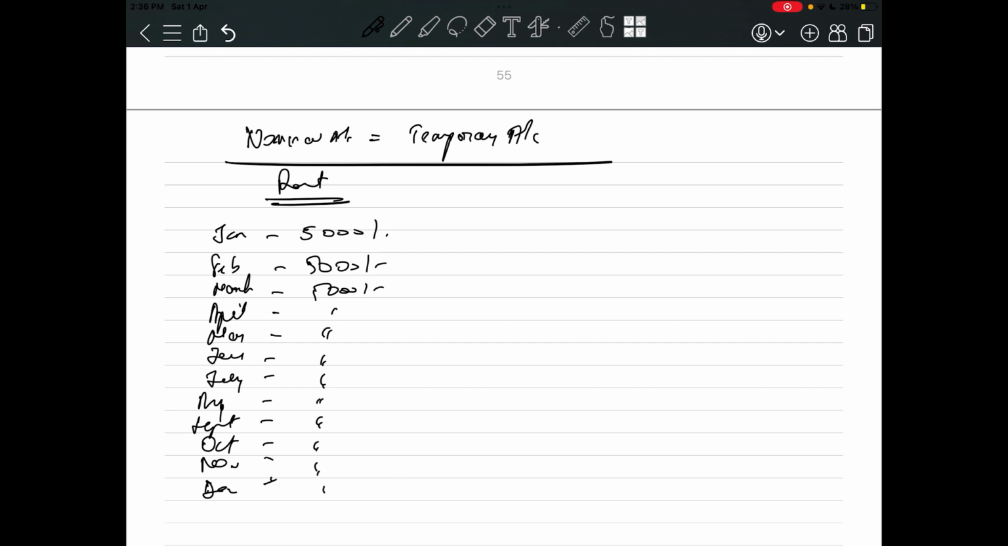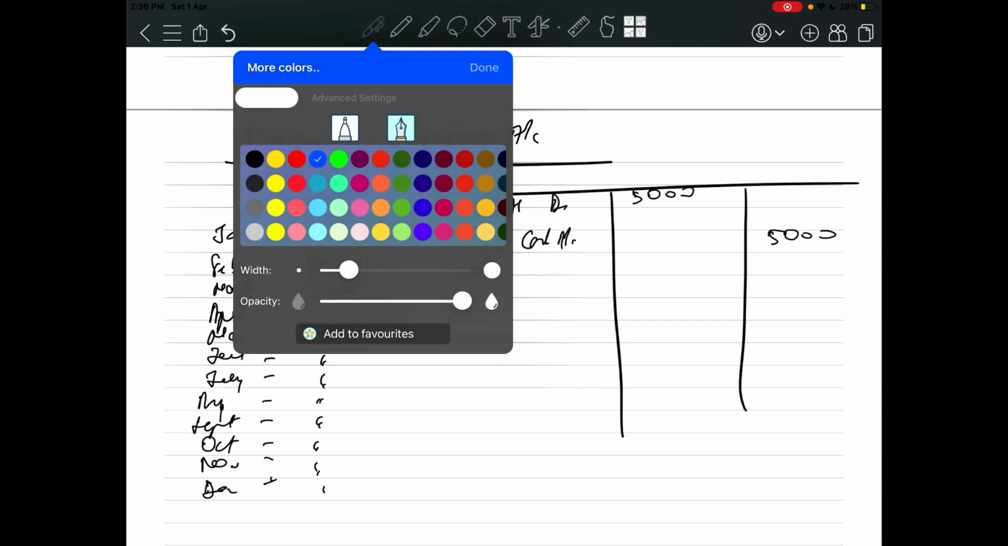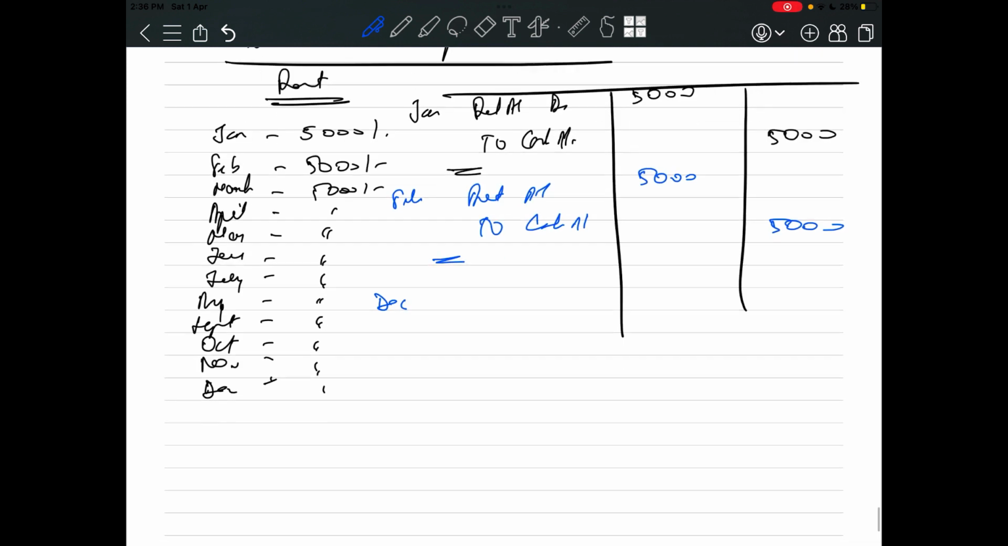Now see, what will be the journal entry for this rent paid? On January you will say: rent account debit to cash account. If you pay through bank, if you pay online, we will say bank account. And again on February you will pass an entry, rent account debit to cash account. Now this journal entry you will pass from January to December.